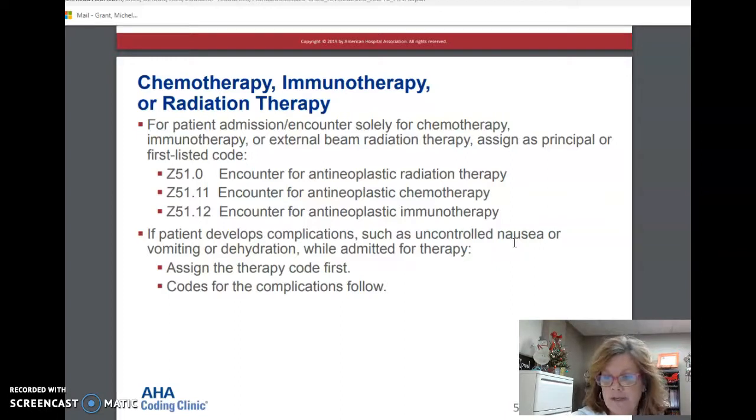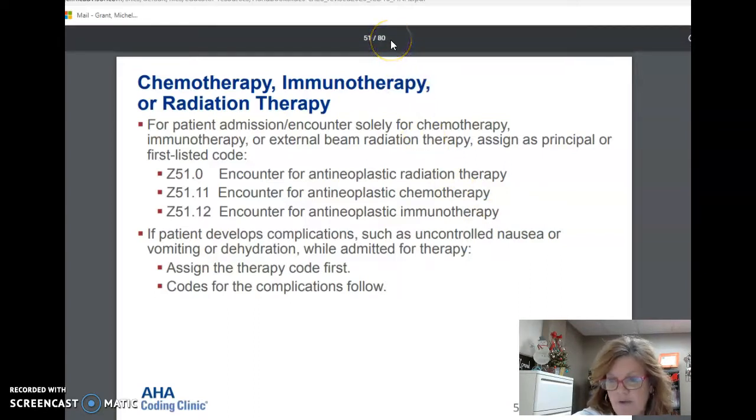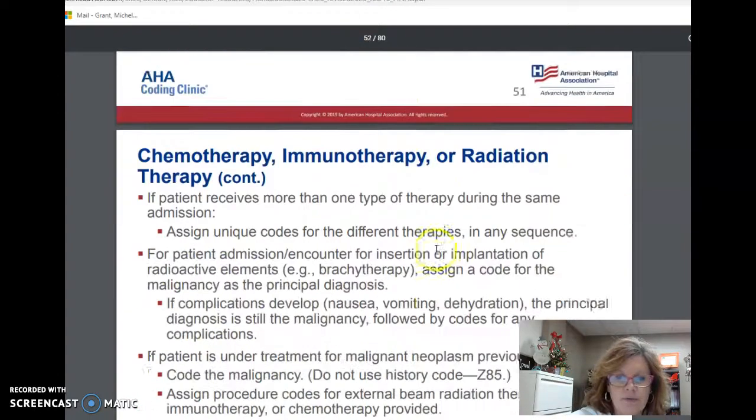Now, if a patient was in the hospital and, let's just say, they took out their uterus and they see that they have ovarian cancer. So they ended up doing a salpingo-oophorectomy too. Okay, and while they're in the hospital, they do chemotherapy. Okay, that means they weren't admitted for chemotherapy. So my principal diagnosis is going to be whatever they got admitted for. Okay, this is for when they do get admitted for chemotherapy.